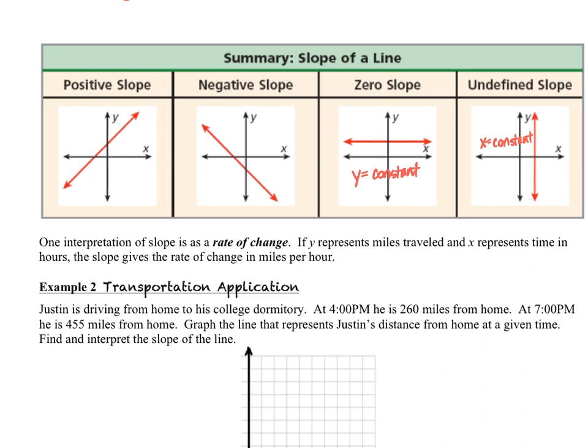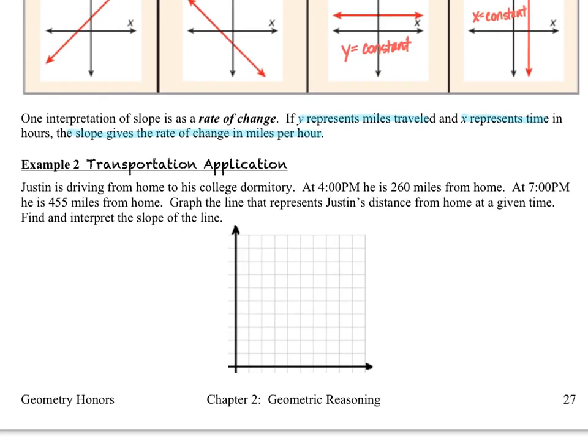One interpretation of slope is as a rate of change. For example, if y represents miles traveled and x represents time in hours, then the slope will give the rate of change in miles per hour. And we have a transportation example with example number 2. It says Justin is driving from home to his college dormitory. At 4 p.m., he's 260 miles away from home. At 7 p.m., he's 455 miles from home. We want to graph the line that represents Justin's distance from home at any given time, and then we want to find and interpret the slope of the line.